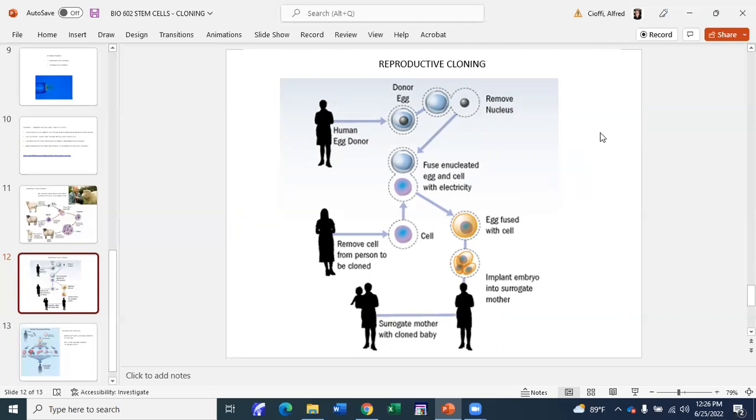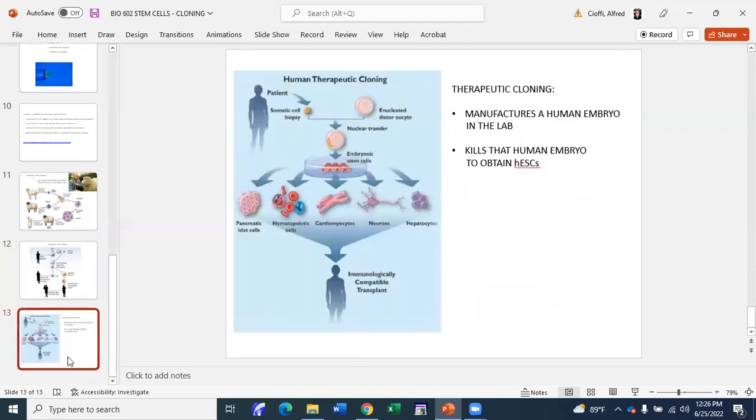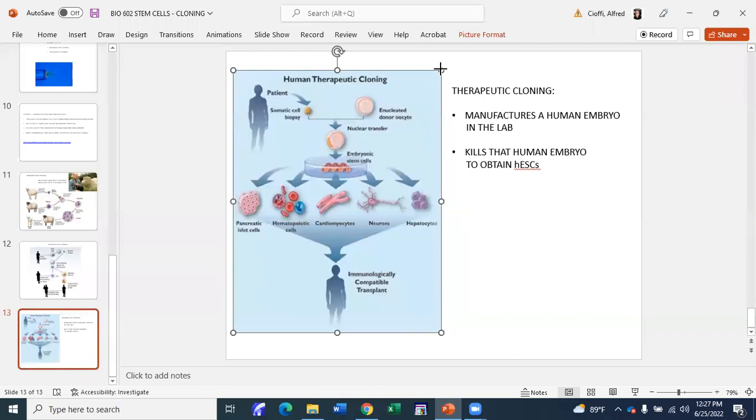So there is a ban for reproductive cloning at the federal level in the US for that reason, but not because of the principle of the manipulation that is going on here, okay? Finally, well, this is a rehash. Maybe I should reverse these slides, but basically, this is just a rehash of the therapeutic cloning, right? It's manufacturing the blastocysts for obtaining the stem cells. Let me just magnify this a little bit.